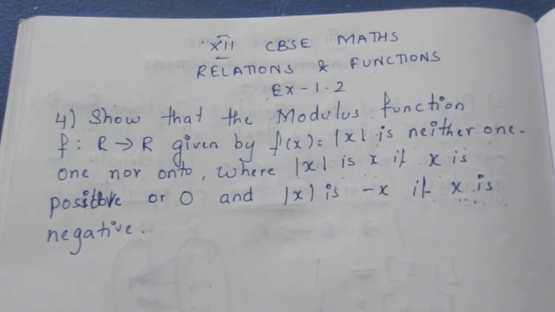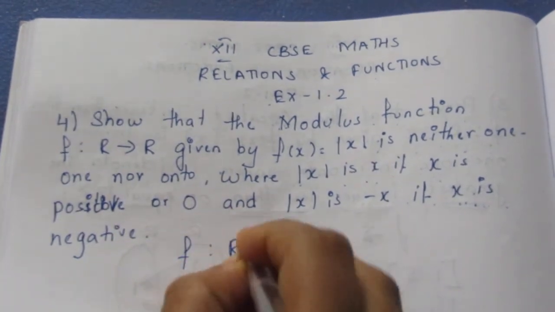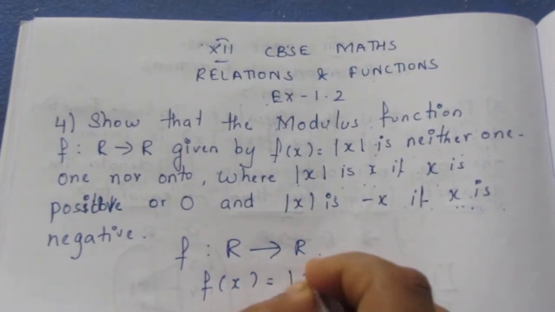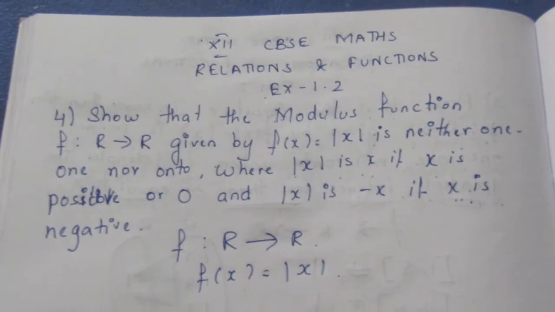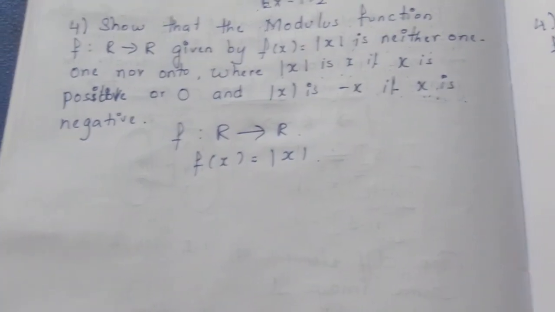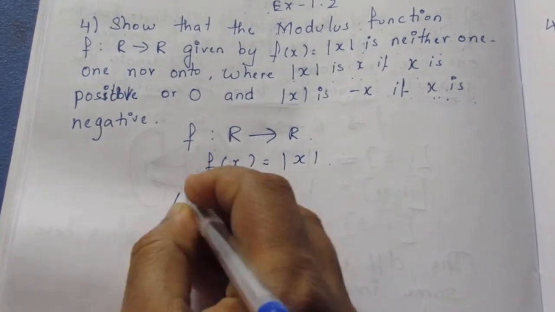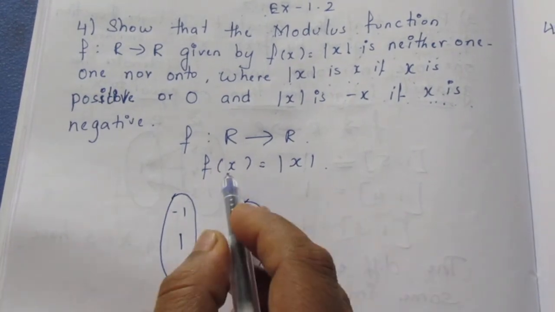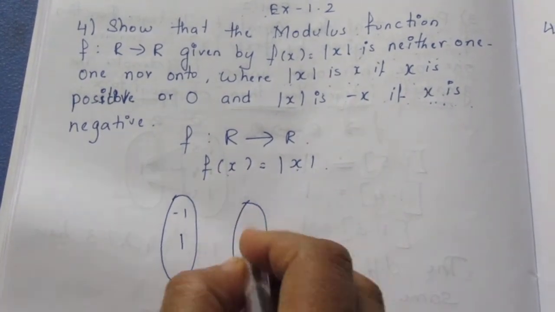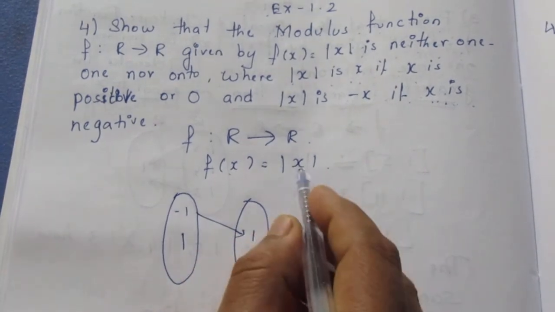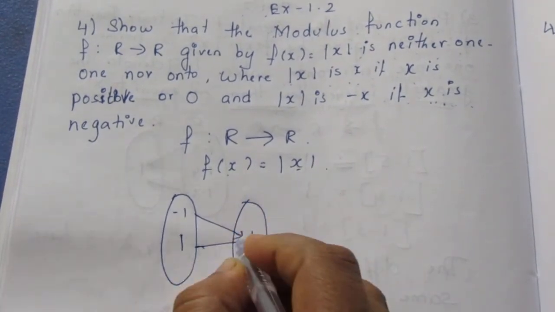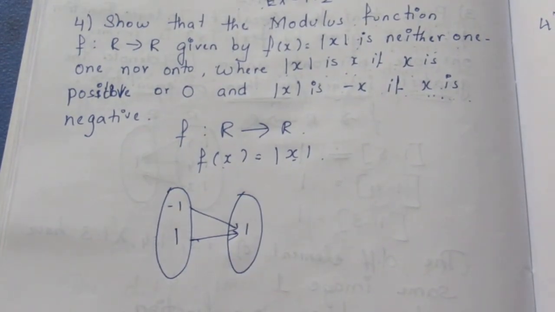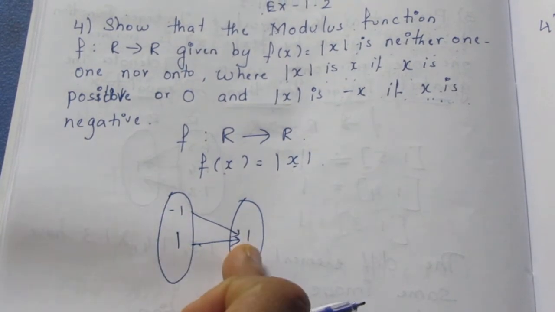Now, the given function here is R to R and the function f of x is modulus x. Now, to prove whether it's a 1 to 1 or an onto, let me substitute the values minus 1 and 1. If I substitute minus 1, it becomes plus 1. If I substitute 1, the final answer will be 1. So mod 1 is 1, and mod of minus 1 will be 1.